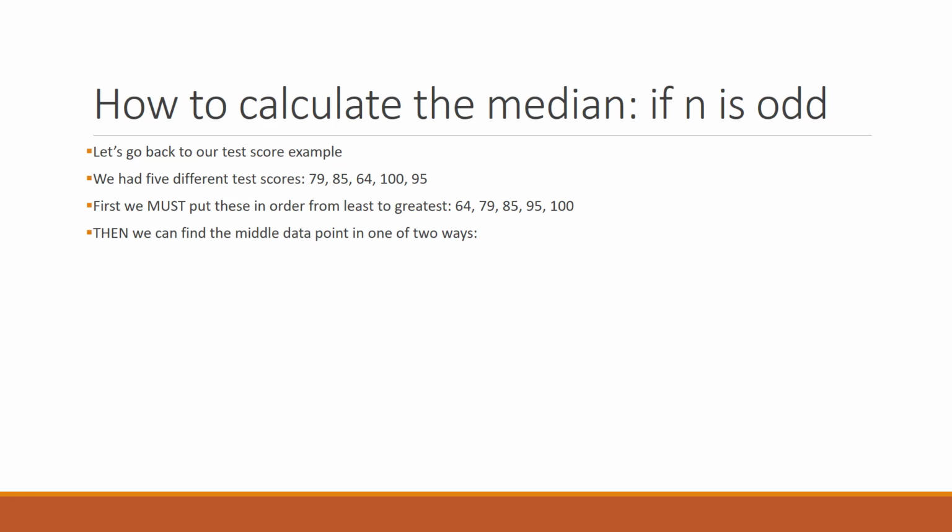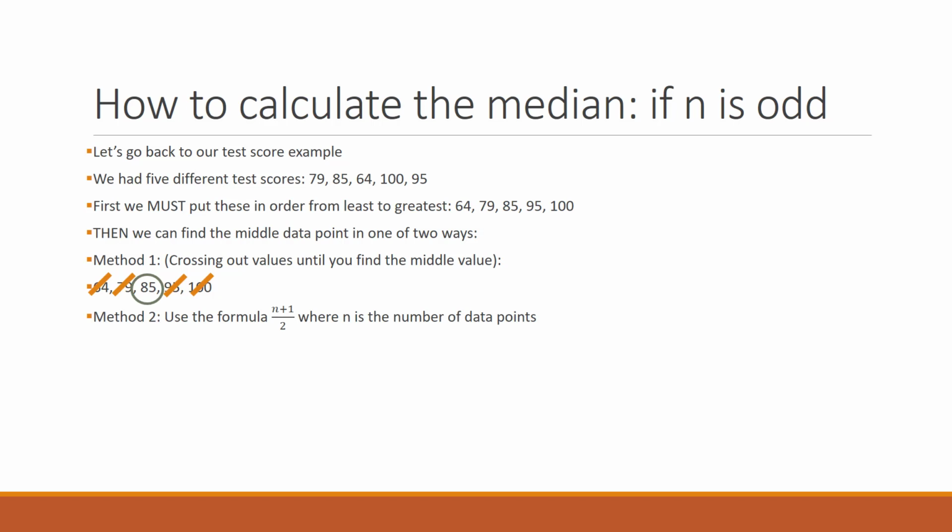Now we can find the middle data point in one of two ways. The first method involves crossing out values until you find the middle value. So we start with the lowest and cross that out. Then we go to the other end and we cross out the highest number. Working our way in towards the middle, we find that the middle number here is 85. Therefore, 85 is the median of our data set.